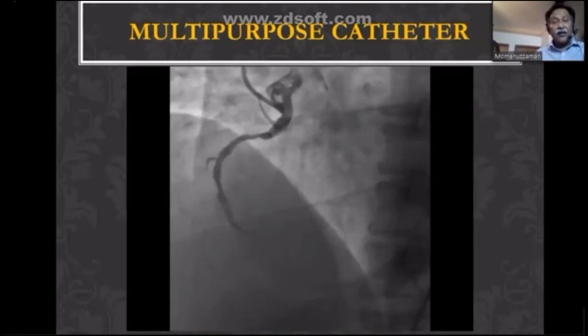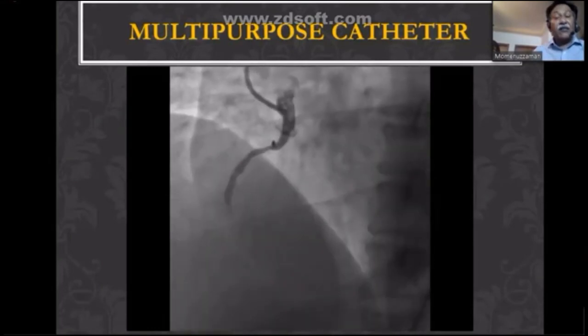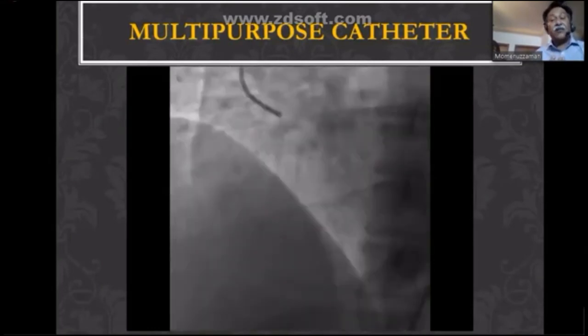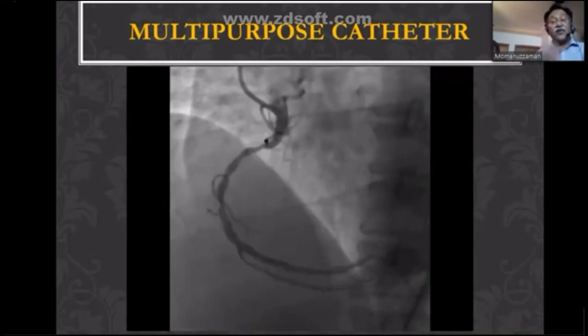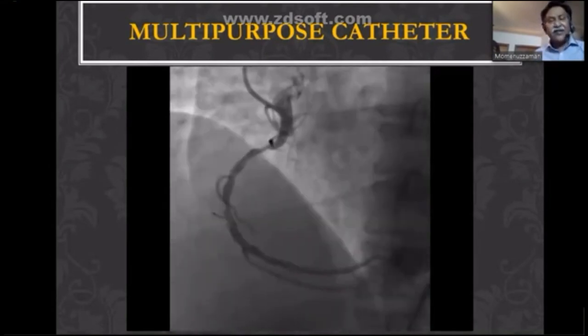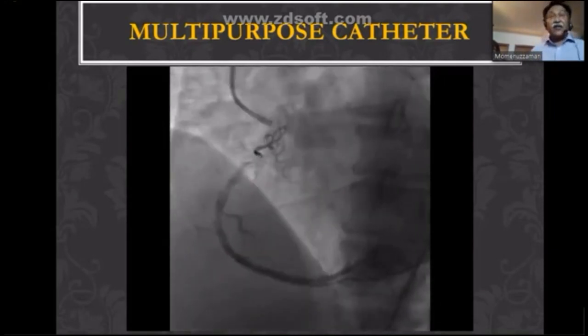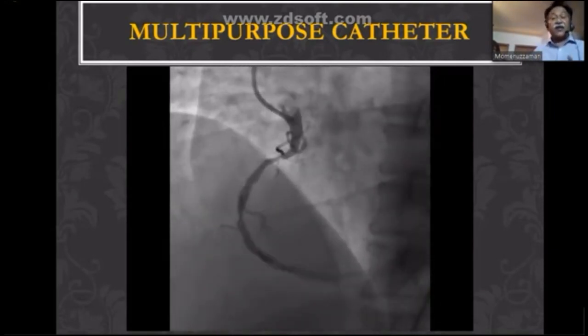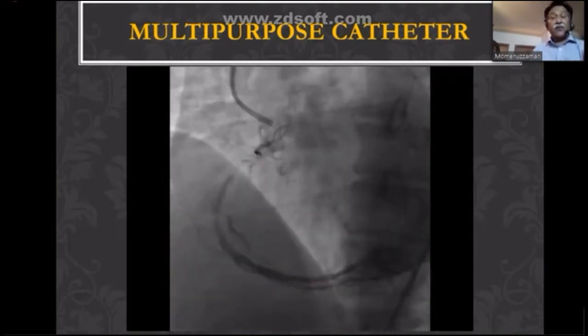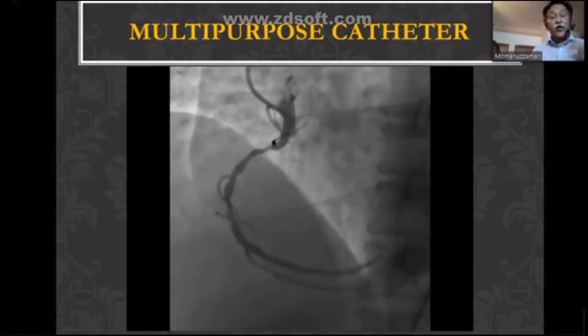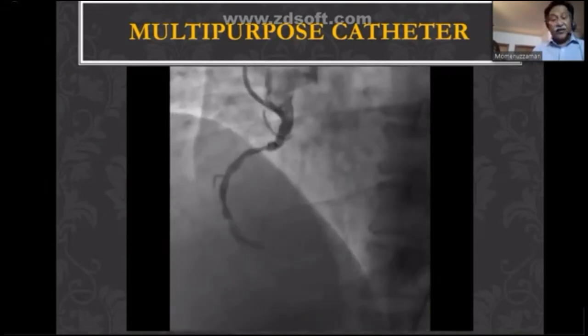Sometimes it can also appear high up, when the ostium is located up instead of on the lateral side. Here also the right catheter with a little curve at the tip will not fit coaxially. What you need to do is take a multipurpose catheter, which will fit nicely coaxially with the right coronary.